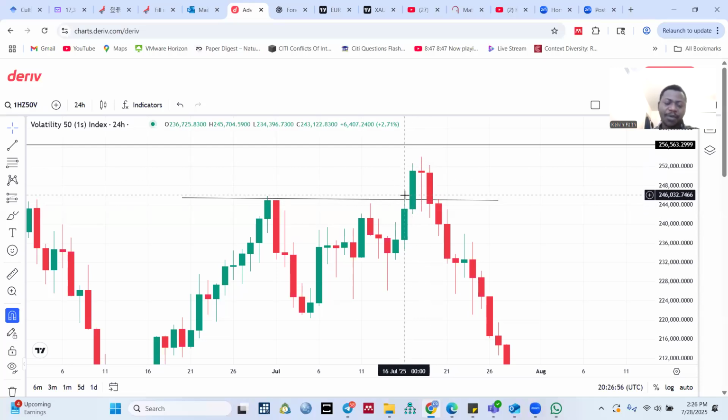So you see, I am not mentioning evening star, but the concept that I am using also has a confirmation that gives that former name as an evening star candlestick pattern.